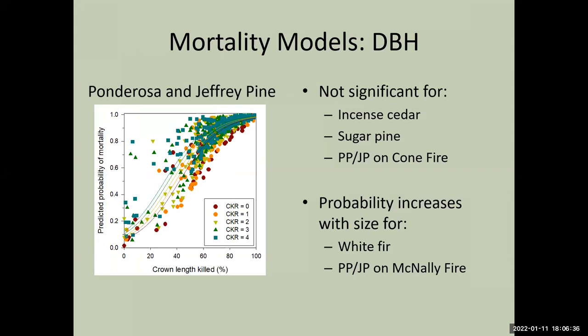Diameter. Diameter was not significant for incense cedar, sugar pine, or smaller diameter ponderosa and Jeffrey pine. So it didn't matter if the tree was 10 inches or 30 or 40 inches. There was no difference for diameter on predicting tree mortality. But we did find a difference with white fir and also with larger diameter pines. We'll get to a table here and I'll show you those differences.